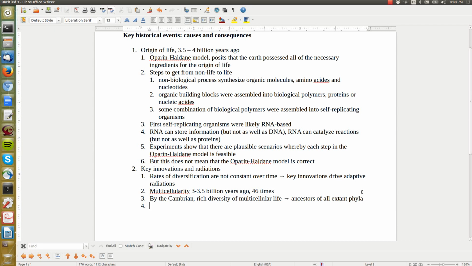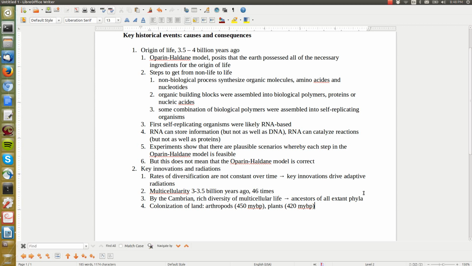Another major thing that happened was the colonization of land. This happened with arthropods about 450 million years before present, and it happened with plants about 420 million years before present. So both of these major groups of organisms colonized land about 450 to 420 million years ago.